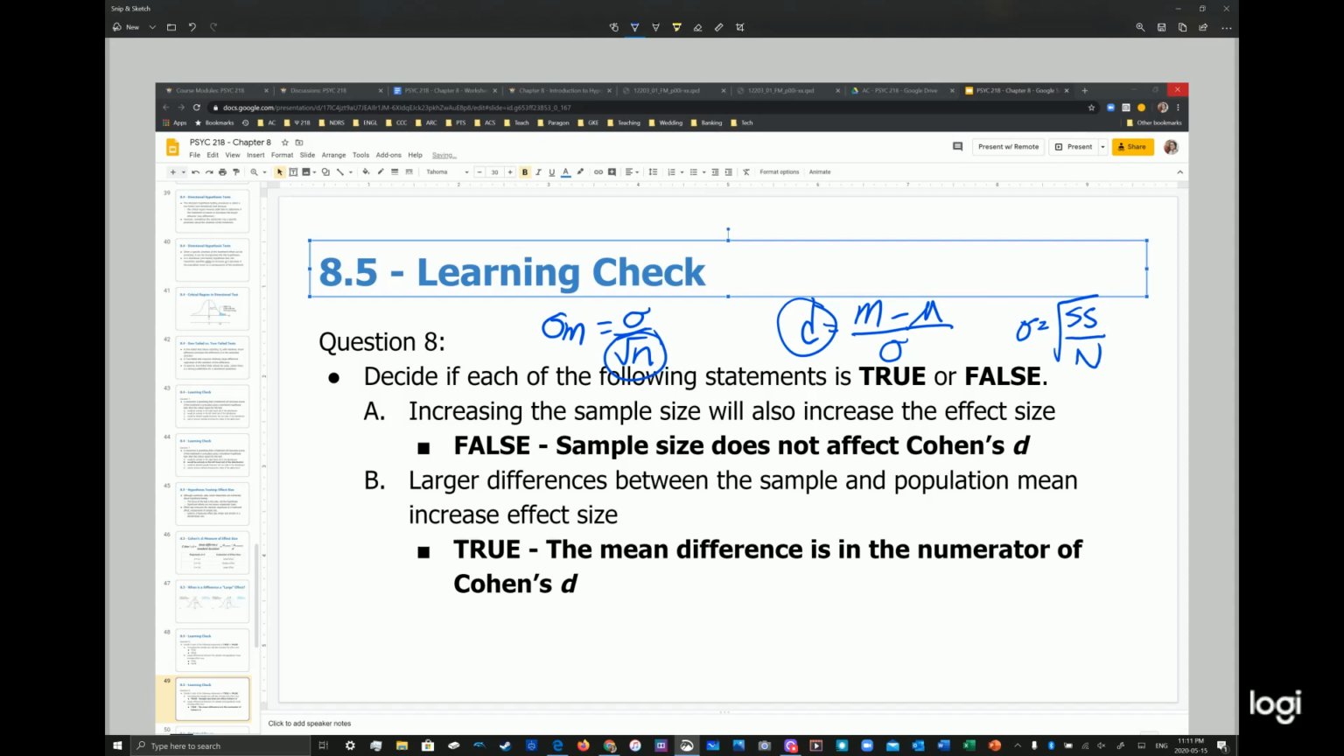And for B, yes, looking at the effect size and how it is measured, a larger difference between the sample mean and the population mean would result in an increase in effect size, regardless of the standard deviation, provided that you're comparing two distributions with the same standard deviation of the population, and the difference in the means changes. Again, a larger mean difference here would be a larger effect size.